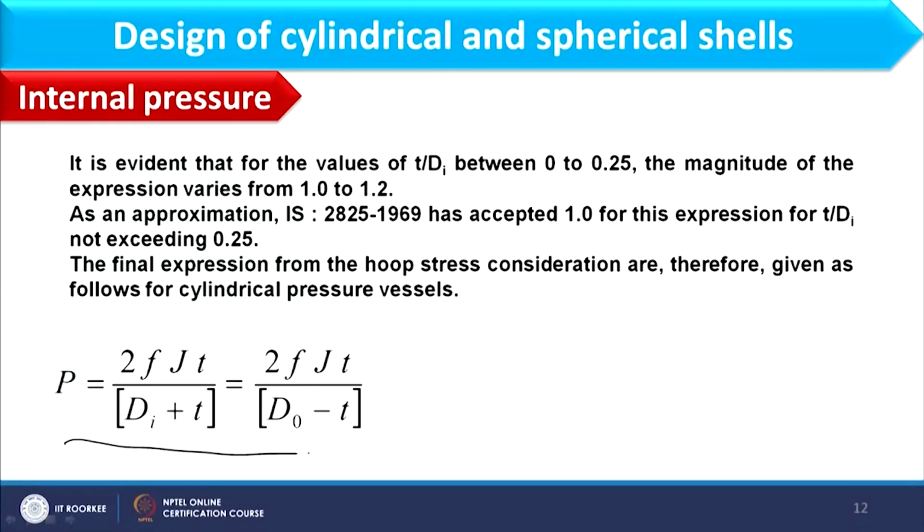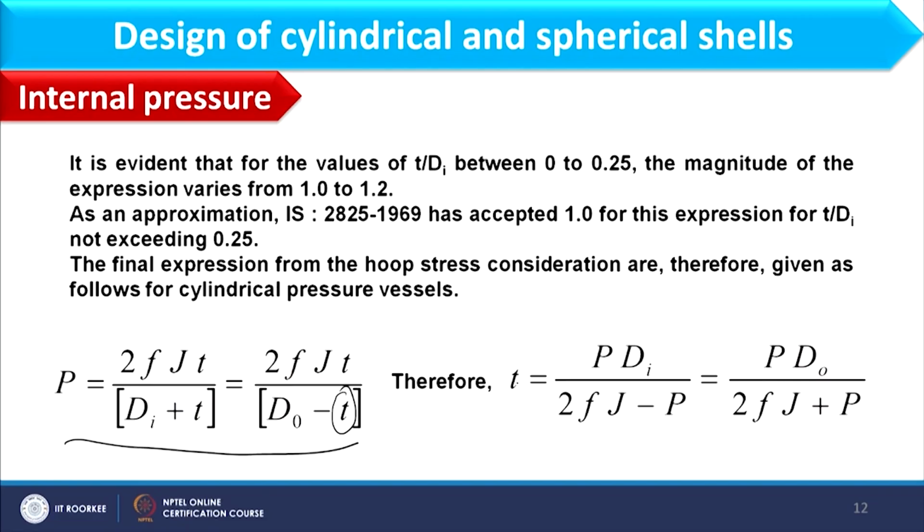So, this would be the final equation for pressure, where P is the internal pressure, and P equals 2FJT by (Do minus T), because here the whole expression I have replaced with 1. From this we can extract the term T, which is the minimum thickness, equal to P di divided by (2FJ minus P), and further it can be written as P Do divided by (2FJ plus P). When I am considering outer diameter, I have to take plus over here. When I am considering inner diameter, I need to take minus over here.